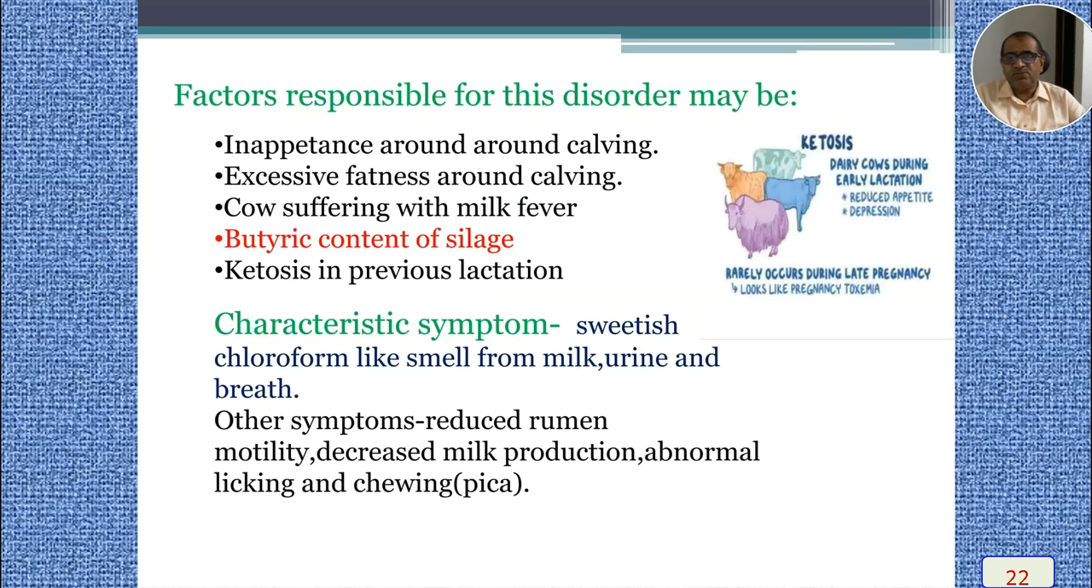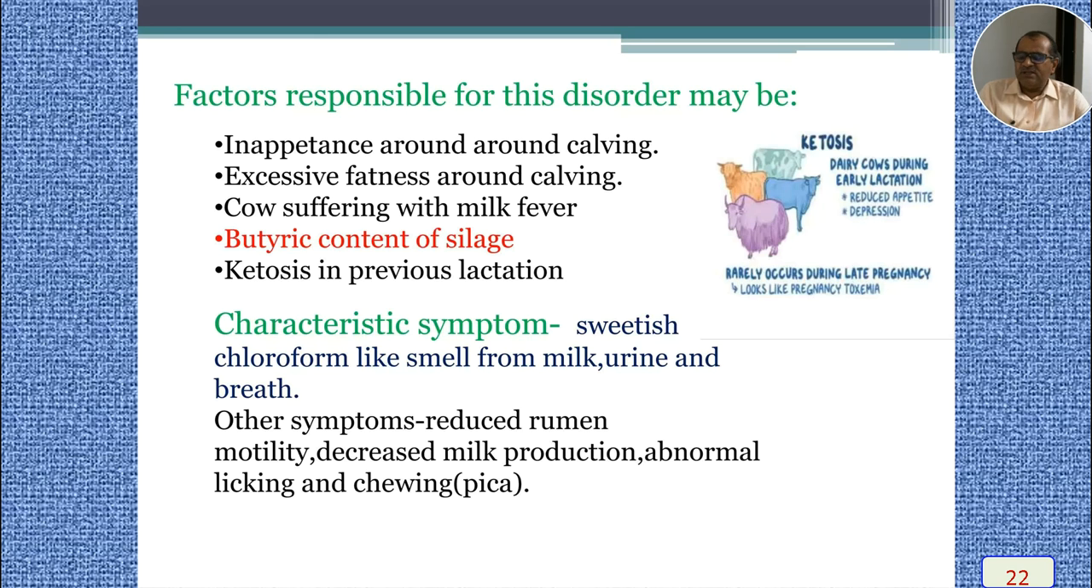Then the factors responsible for this disorder are the immediate early lactation and sudden demand of the energy, and also the increased lactation stress. Then maybe the excessive fatness around calving. During calving or one or two months before calving, excessive fatness causes a severe ketosis, and we have seen this in the buffaloes. And cows suffering from milk fever will also succumb to the ketosis. Always ketosis and milk fever come together. Then if the butyric acid content of the silage is high, then also the milk fever will come.